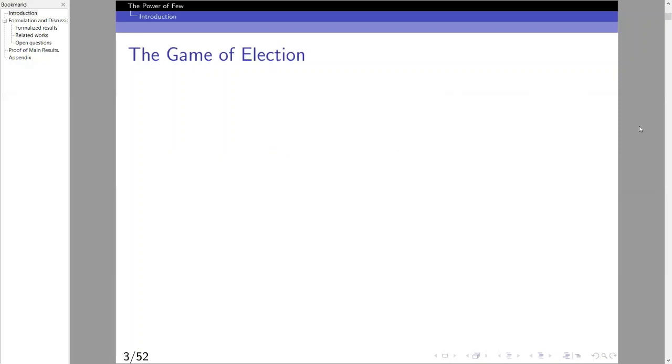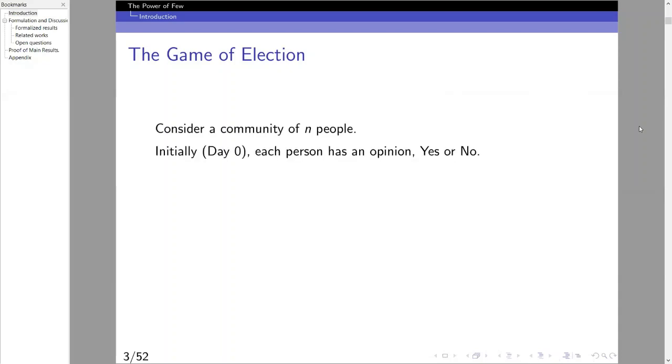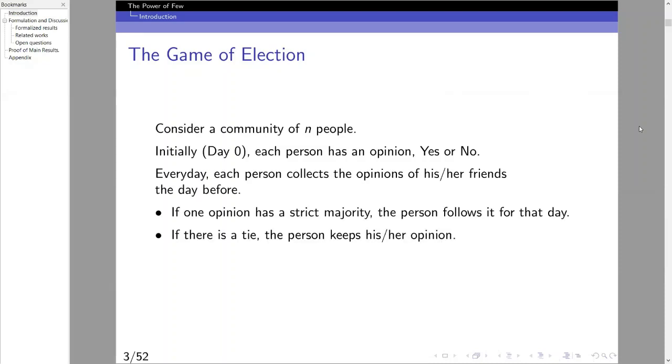We have a game of election. We have n people, and initially, everyone has an opinion on a certain topic. So if the topic is a country, the opinion can be whether we approve of the president. So it can be either yes or no. And every day, a person will look at the opinions of their friends and choose the majority opinion. But if there's a tie, the person will keep their opinion.